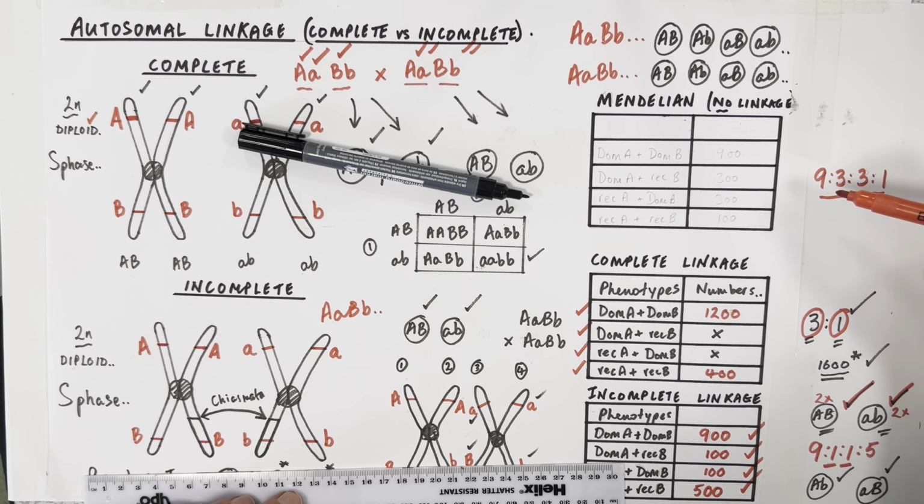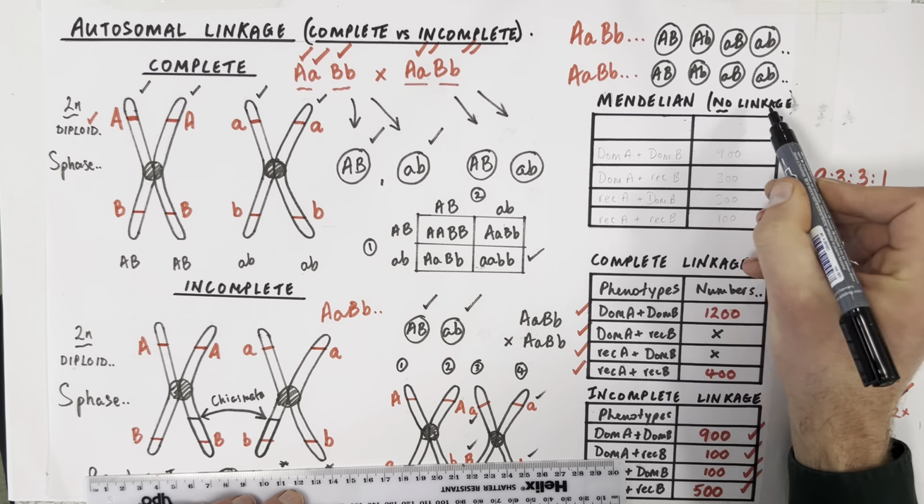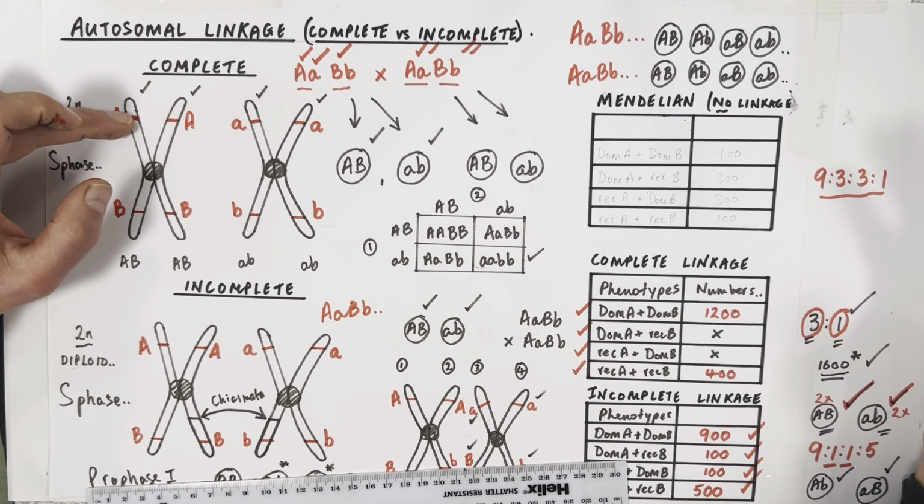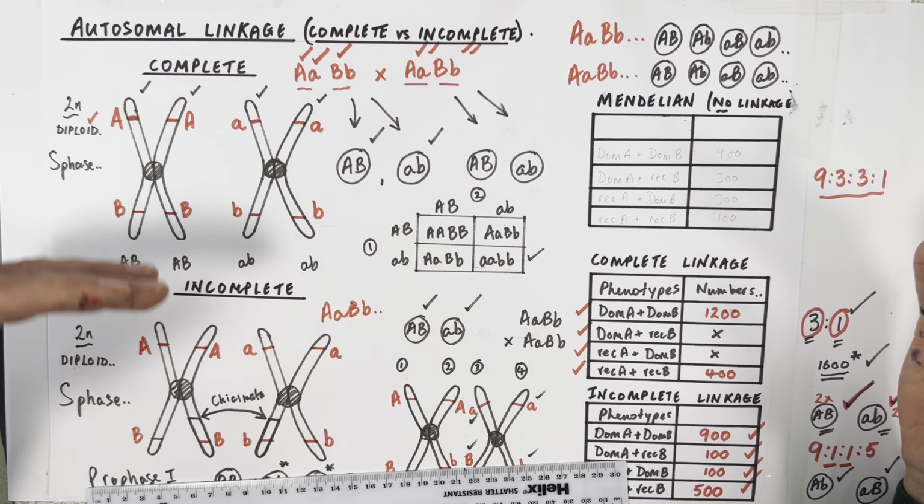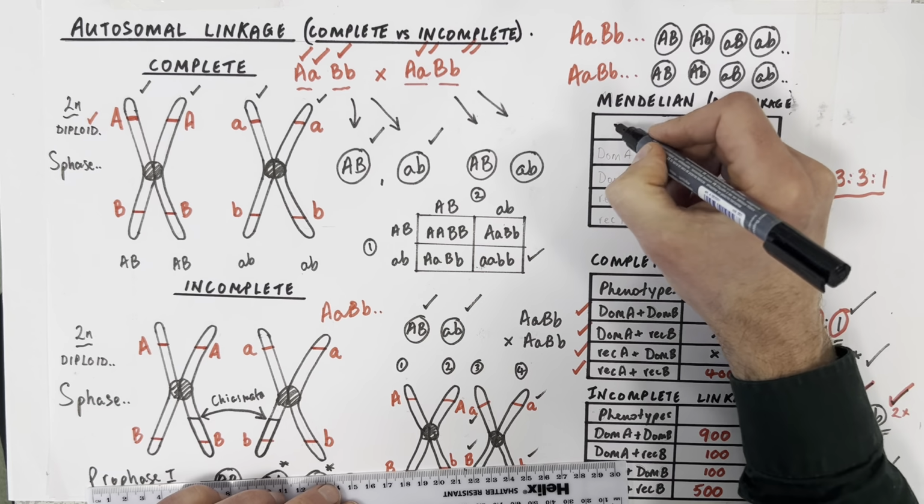So the 9 would be the double dominant. So dominant A, dominant B phenotype. The 1 of the 16 would be the double recessive phenotype. And then you get the two recombinant phenotypes in about 3 of every 16 for both. So let's just fill in this table here. This is for Mendelian, where there's no linkage. So here, gene A would be on one chromosome, and gene B, the locus, would be on a completely different chromosome, and they wouldn't be linked together on the same piece of DNA. So we can add this in.